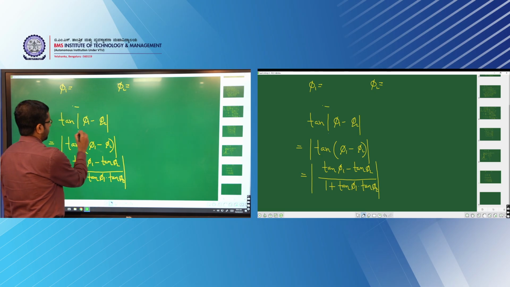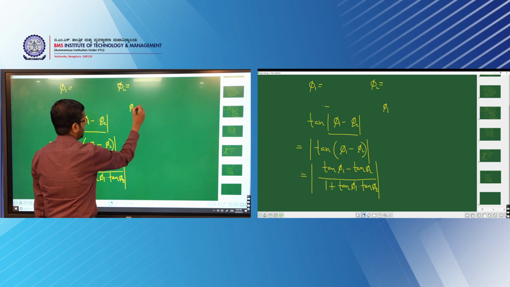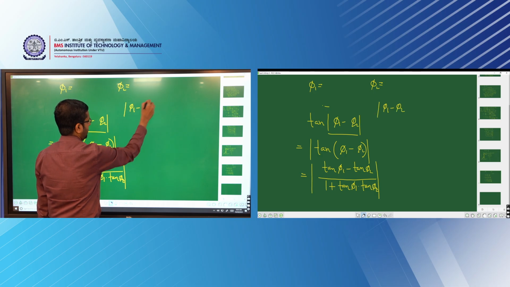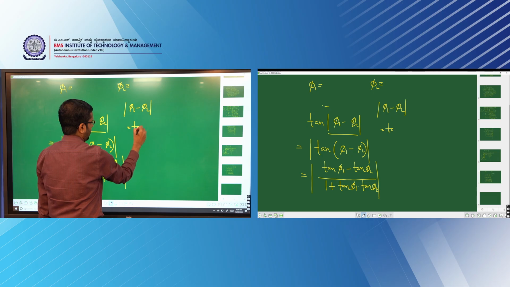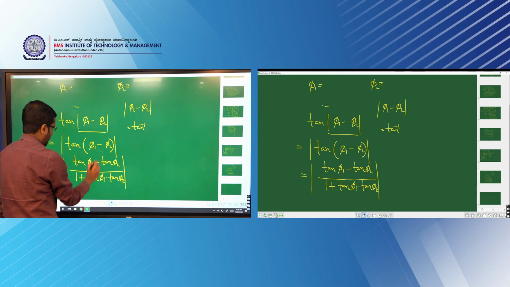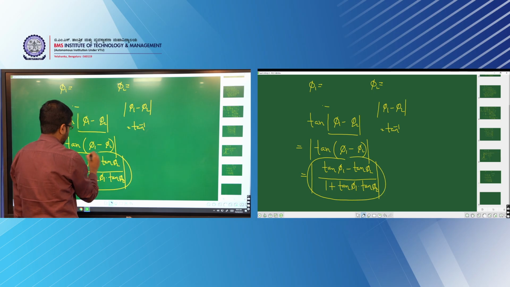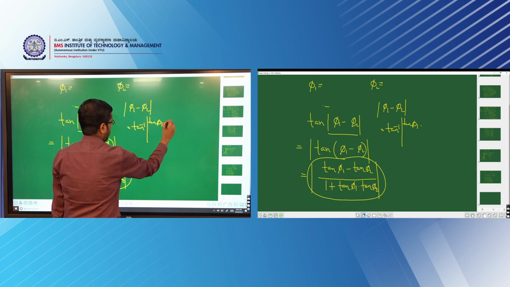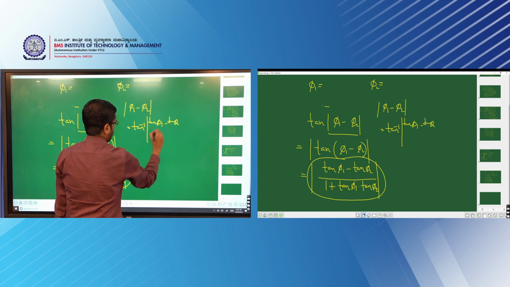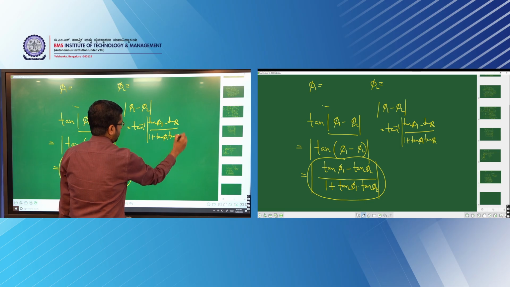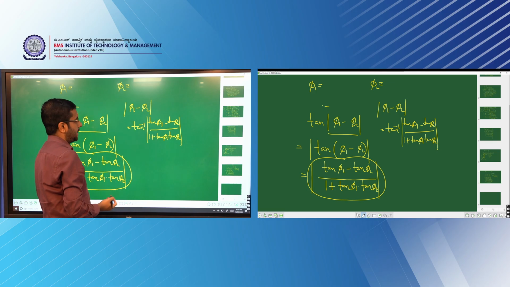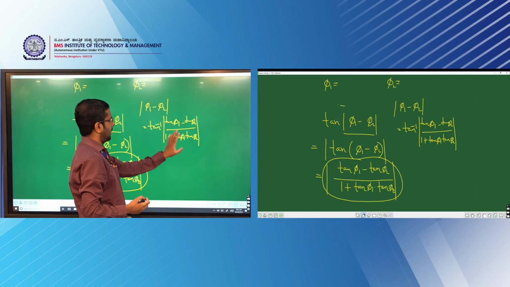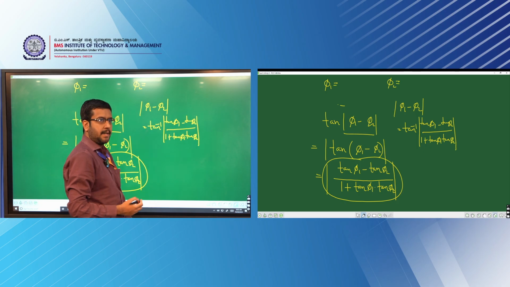Now at the last we can find phi 1 minus phi 2, because basically we need this one, phi 1 minus phi 2. That will be equal to tan inverse of this entire thing, whatever we found: mod of tan phi 1 minus tan phi 2, divided by 1 plus tan phi 1 into tan phi 2, because ultimately the answer should come as mod of phi 1 minus phi 2. Tan inverse mod of (tan phi 1 minus tan phi 2) divided by (1 plus tan phi 1 into tan phi 2).